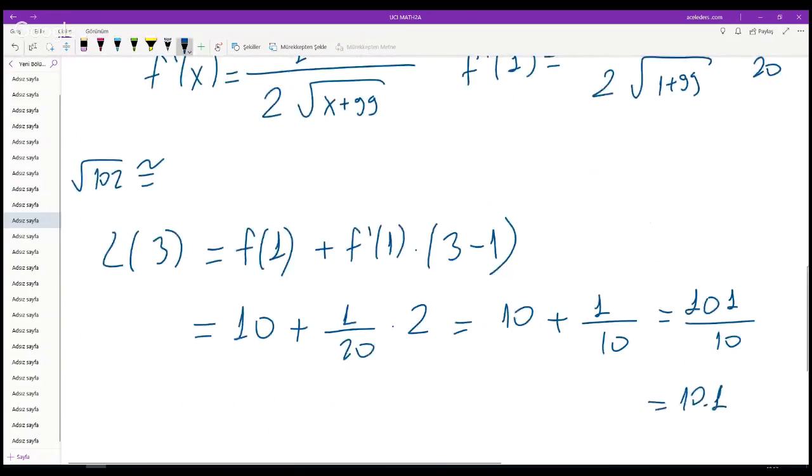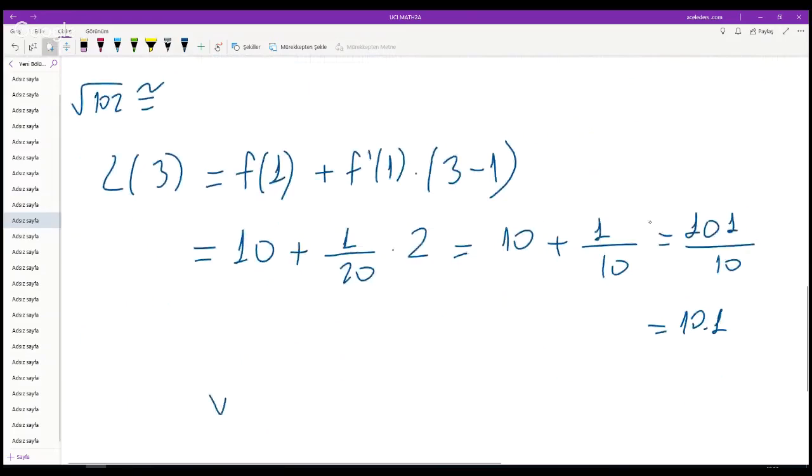10.1. So I type square root of 102 into the calculator. It is 10.0995. So pretty close, right? Since 102 and 100 are pretty close, we have a very good linearization. Okay, that was the linearization question.